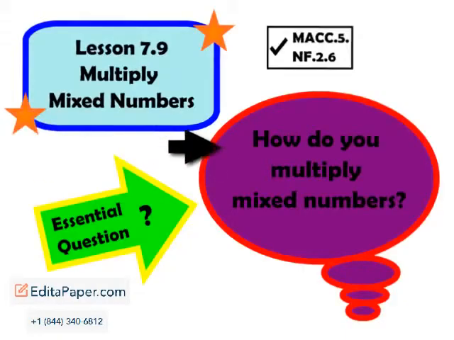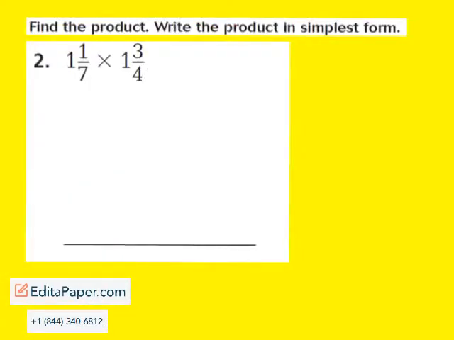The essential question for this lesson is, how do you multiply mixed numbers? Now go ahead and open up in your Go Math workbooks to lesson 7.9, found on page 161, and let's get started. Now let's take a look at question number 2.